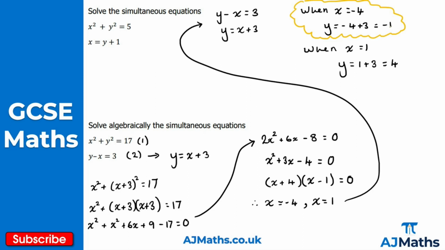So when x is minus 4, y is minus 1. And when x is equal to positive 1, y is equal to positive 4. Okay, and there we have it. So that's the solution to the first two examples.